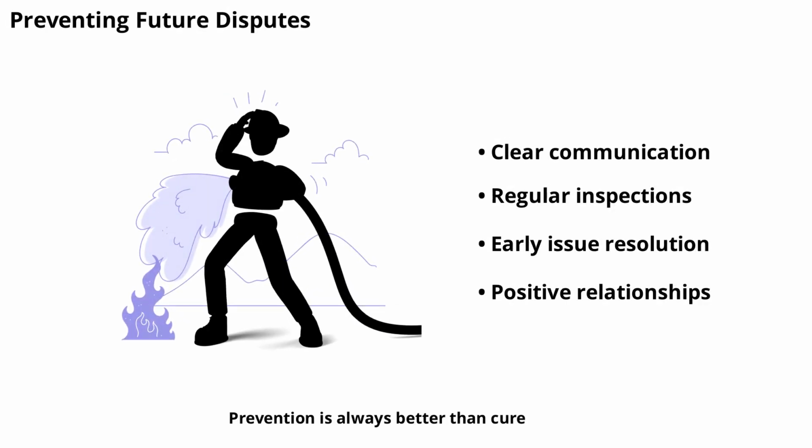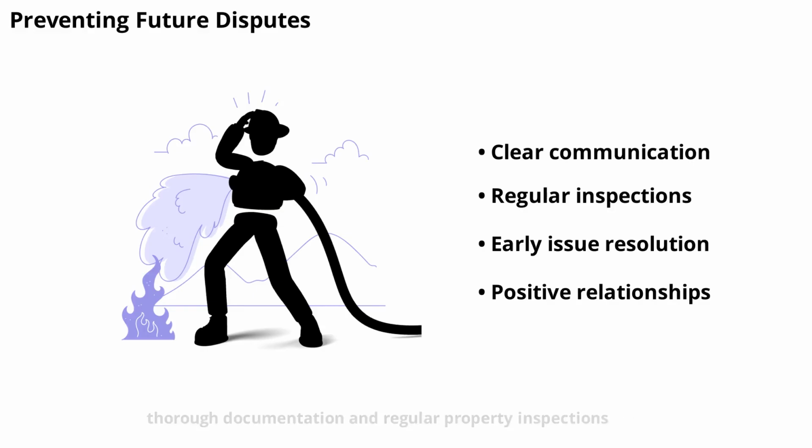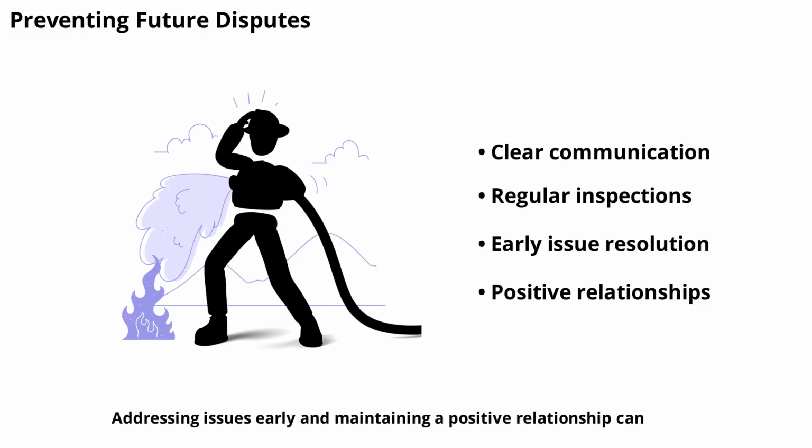Prevention is always better than cure. Both tenants and landlords should focus on clear communication, thorough documentation, and regular property inspections. Addressing issues early and maintaining a positive relationship can prevent many disputes from arising in the first place.